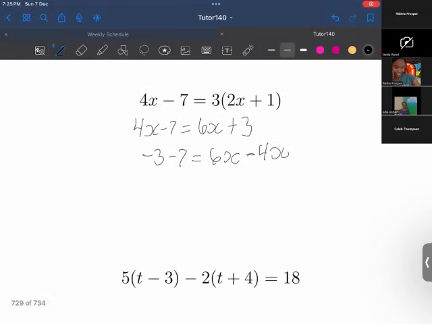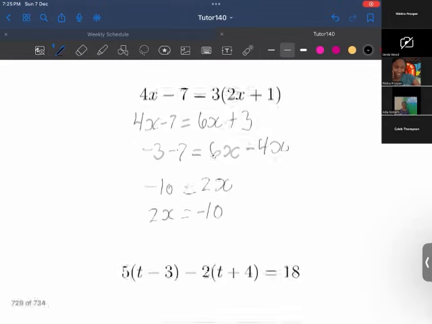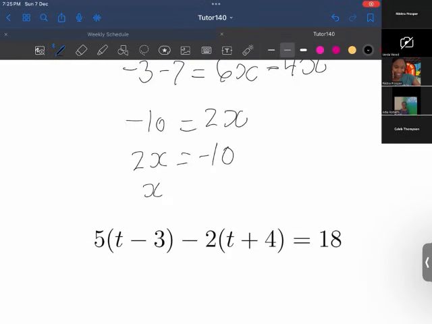Negative 3 minus 7, that's negative 10. And then 6x minus 4x is 2x. So I can just rewrite it now and say 2x is equal to negative 10. I could just divide both sides by 2. And when I divide negative 10 by 2, that's negative 5. So x is equal to negative 5.